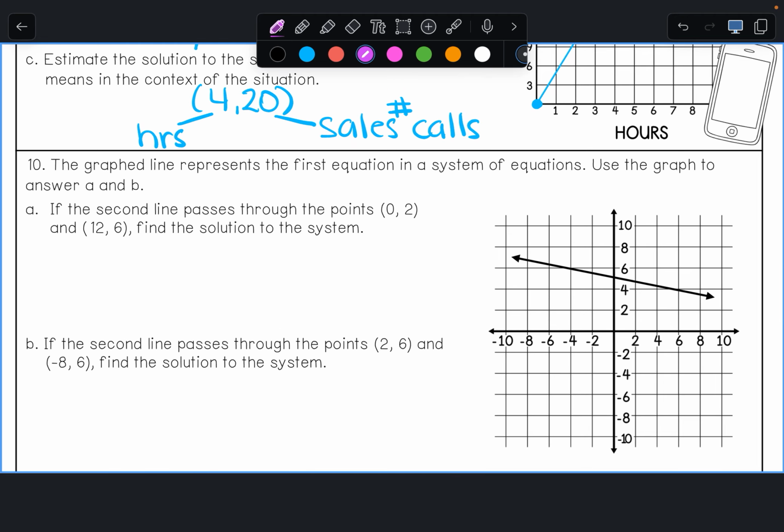Last one. The graphed line represents the first equation. Okay, so that one's already given. Part A says if the second line passes through 0, 2, plot that point, and 12, 6. Where's 12? I do not see 12. It's off the graph a little bit, so we're just going to do that. 12, 6.